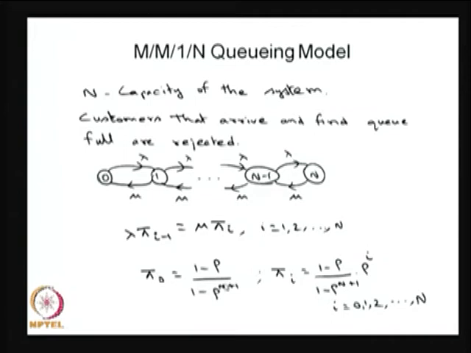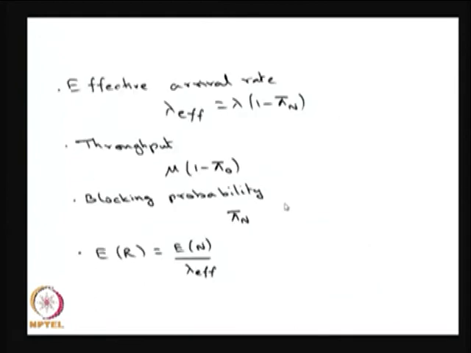So, once you get the pi naught, you can get pi i's in terms of pi naught. Therefore, that is (1 minus rho) divided by (1 minus rho power n plus 1) times rho power i, where rho is lambda by mu. So, the underlying stochastic process is a birth death process with the birth rates lambda and death rates mu. So, you can use all the concepts of the birth death process and you can analyze the system in an easy way. So, this is a steady state probability.